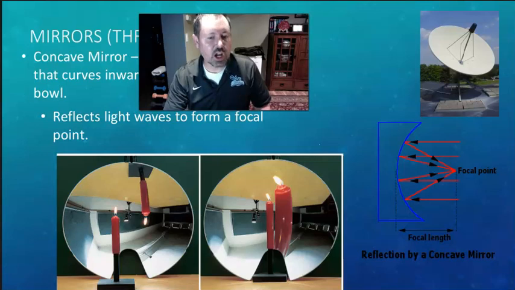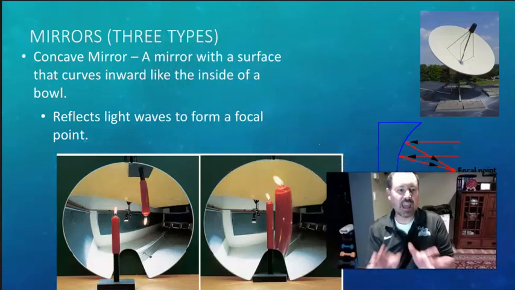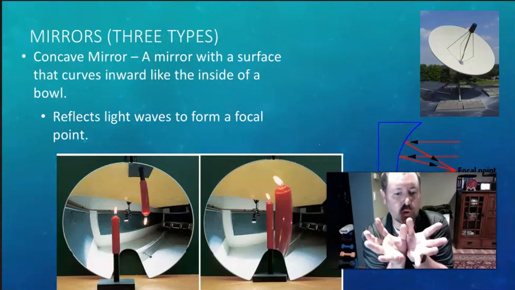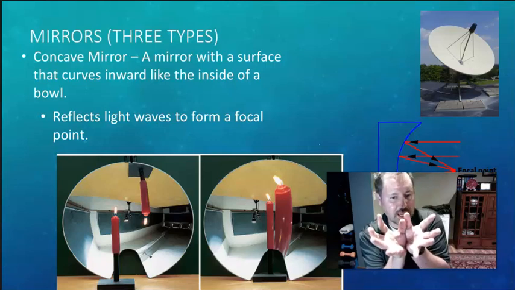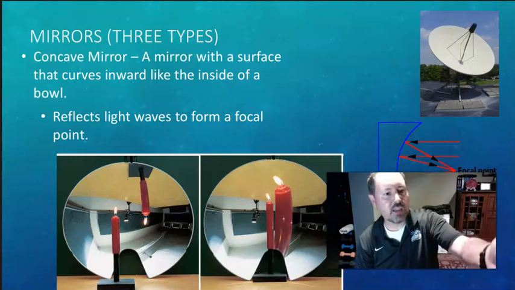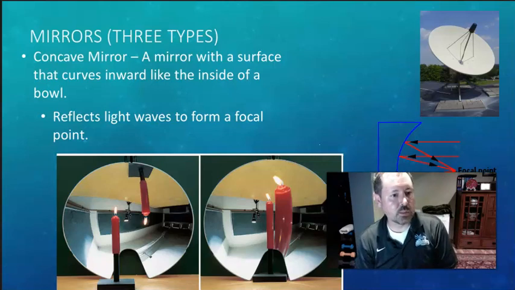This next mirror is a concave mirror. A concave is like the inside of a bowl. Think of it like a cave that's on the inside. It says a concave mirror is a mirror with a surface that caves inward, like the inside of a bowl. It reflects light waves to form a focal point.